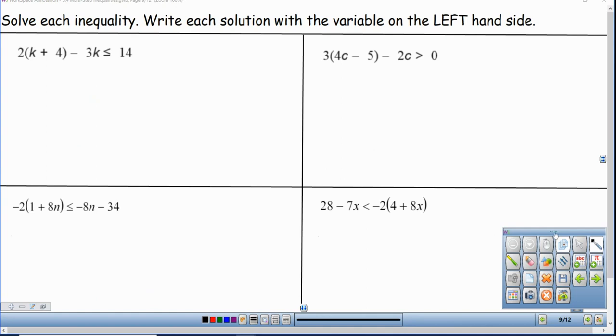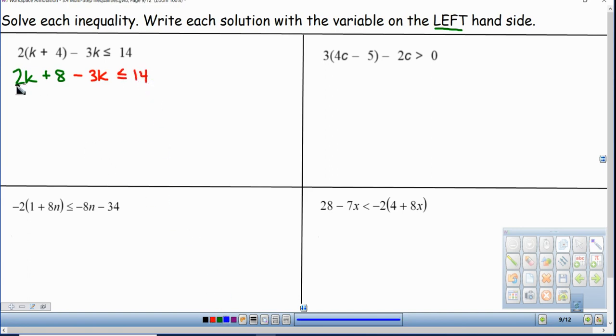Let's continue with even more inequalities with distribution and combining like terms. We do want to write it at the end, as we have been, with the variable on the left-hand side. So starting this one out, we would distribute the 2. That would give you 2k plus 8. You still have the -3k and the less than or equal to 14.